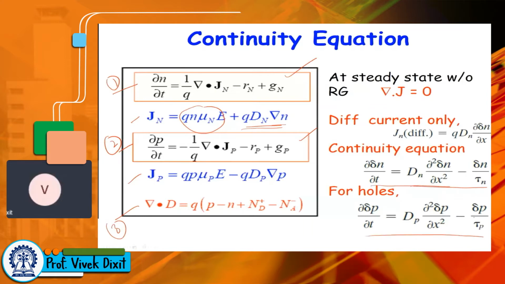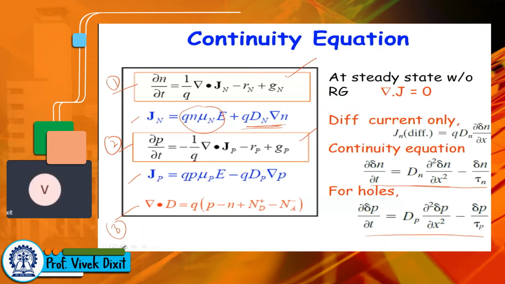So you will have to basically see what the situation is. If there is a field there, then you have to use the whole equation. If there is only diffusion, then you have to use the diffusion equation. And sometimes some approximations are also made to handle certain scenarios. Let's say if drift current is negligible, then you can assume that only the diffusion part is playing the role, right?